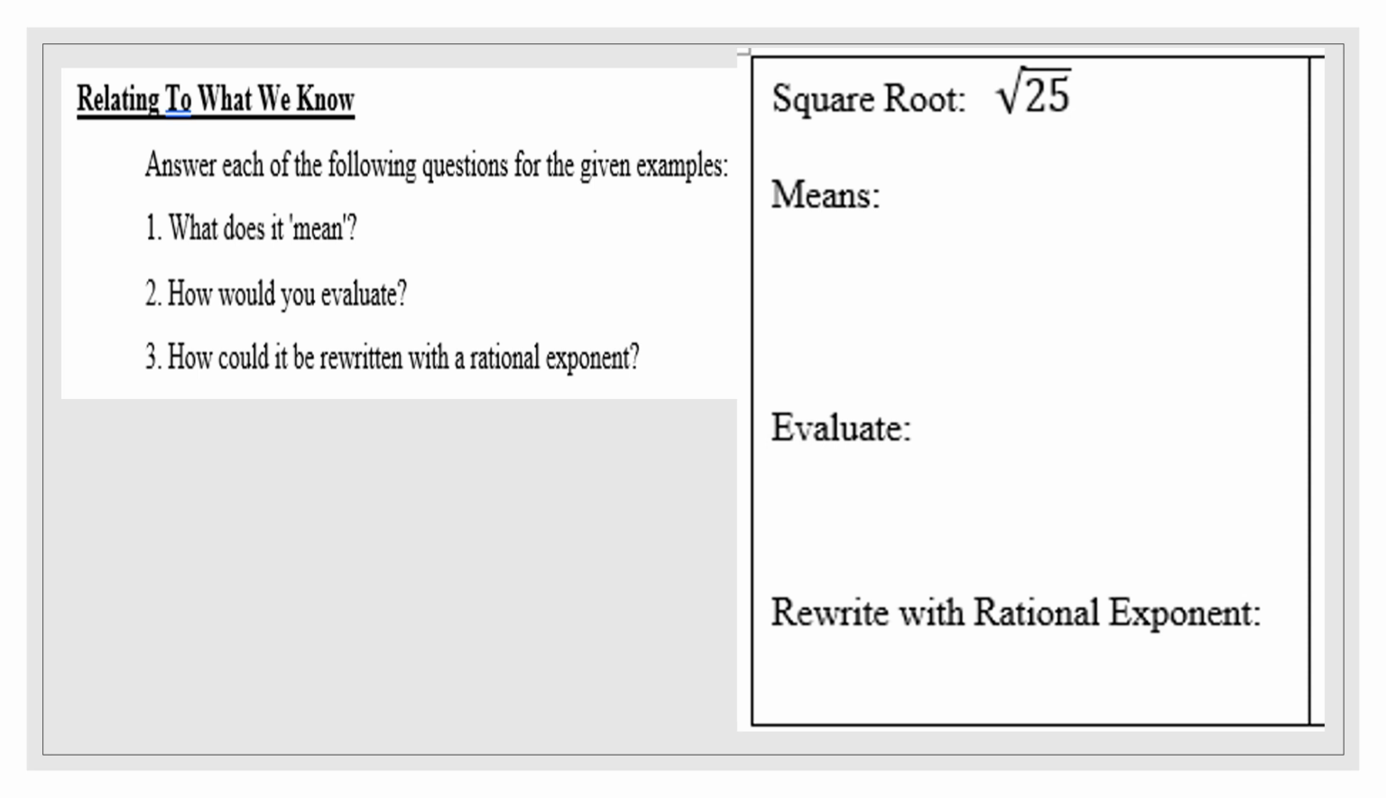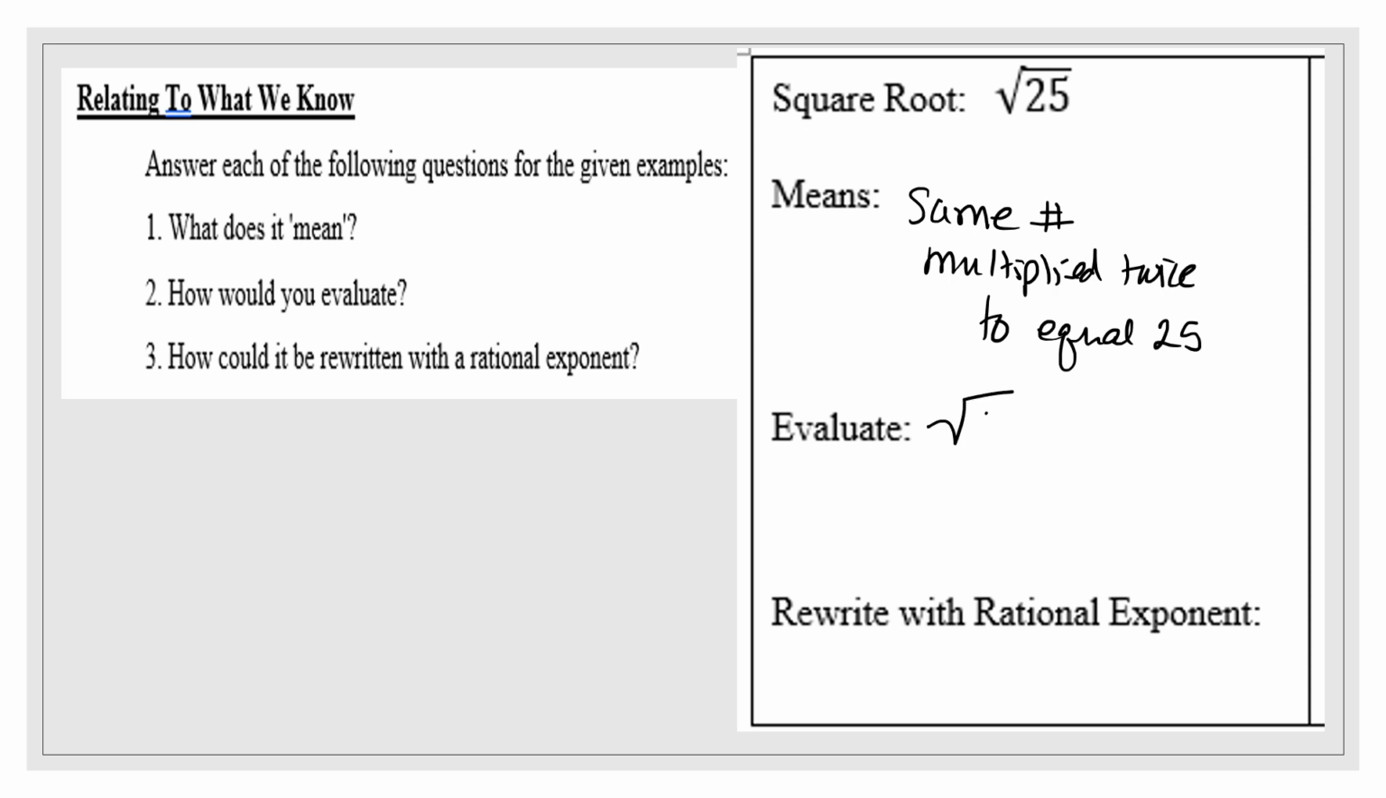Okay, so the square root, what does that mean? How do you evaluate it, and how can you rewrite it as a rational exponent? It means the same number multiplied twice to equal 25. Okay, now we know this. You guys have been doing this forever.